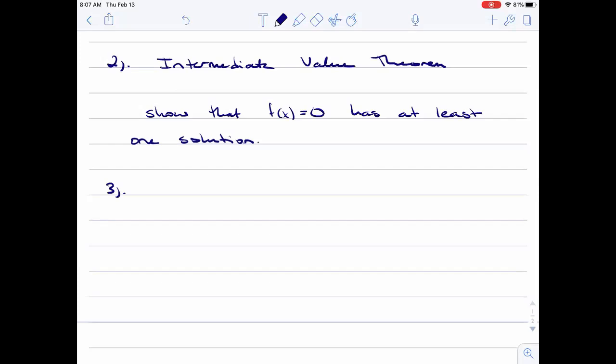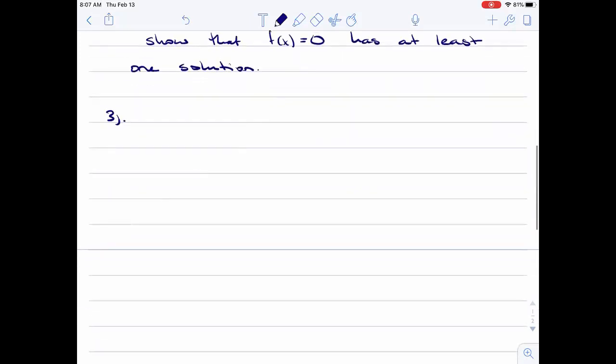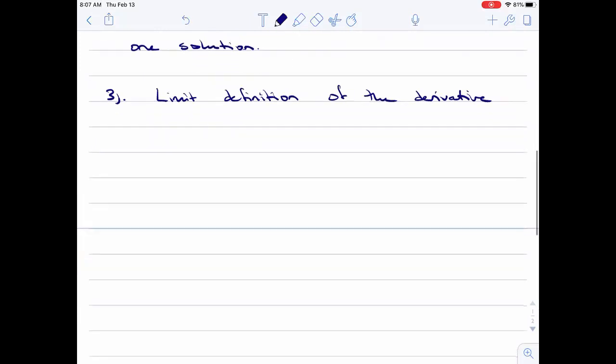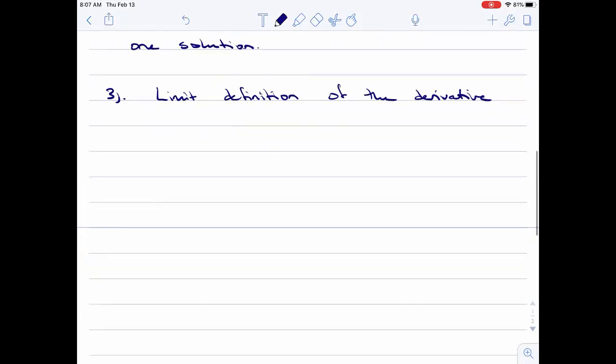Question 3 is going to be the limit definition of the derivative. Here, you're going to have to state the limit definition of the derivative and evaluate.